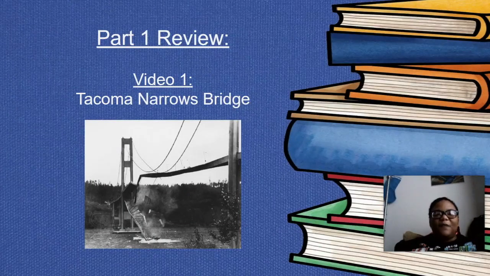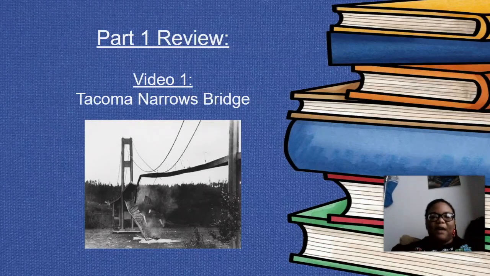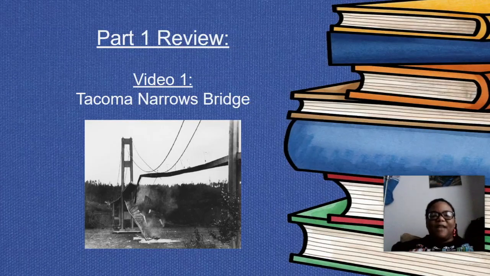So let's look at our videos from part one. First, we had the Tacoma Narrows Bridge video. In this video, we watched a bridge swing back and forth and then collapse. What basically happened is that the wind caused the bridge to swing back and forth at its natural frequency, which is called resonance. This swinging became amplified, or stronger, and it occurred for so long that the bridge couldn't withstand the movement and collapsed.